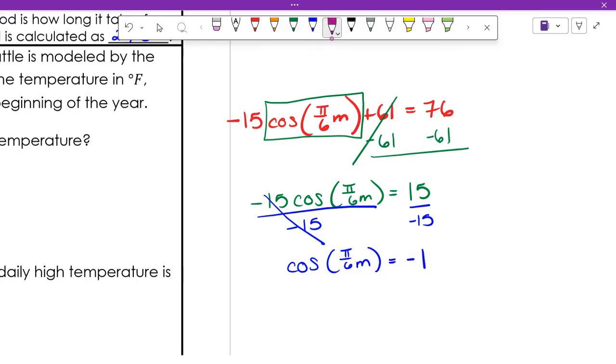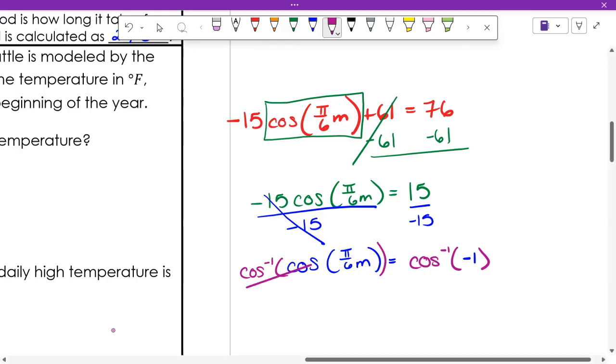Okay, now that the trig function is by itself, I need to go ahead and get rid of the trig function so that I can work with what's on the inside. So what I'm going to do is take the cosine inverse, or arc cosine, of both sides. So that's what I've got here. And let me write this a little bit better. Okay, so there's what we've got here. So if I take the inverse cosine of cosine, it cancels out. And this just gets me pi over 6m. And this is equal to cosine inverse of negative 1, or arc cosine of negative 1.